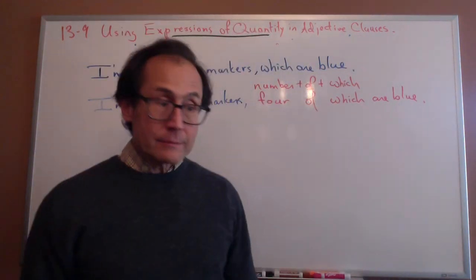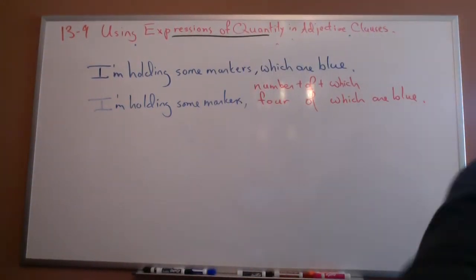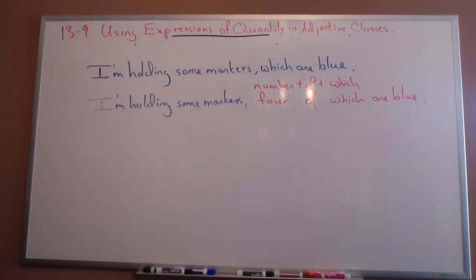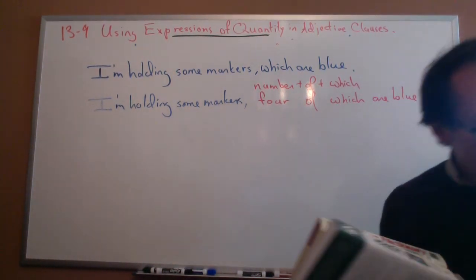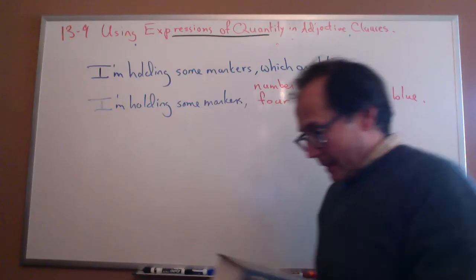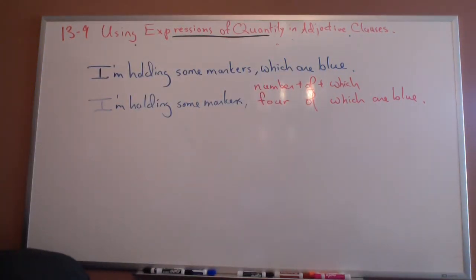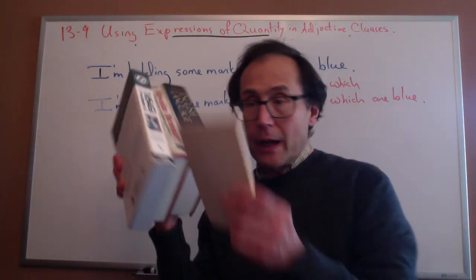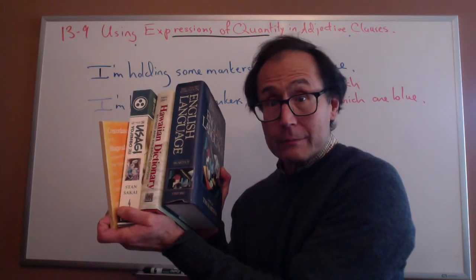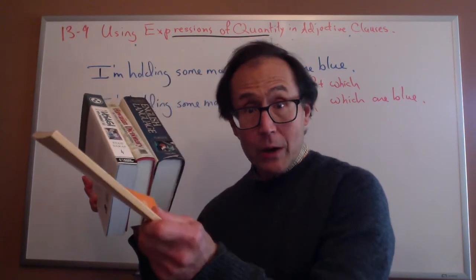Let's do another example. I'm holding some books. So I have 4 books altogether. 3 of them are big. 1 of them is small.